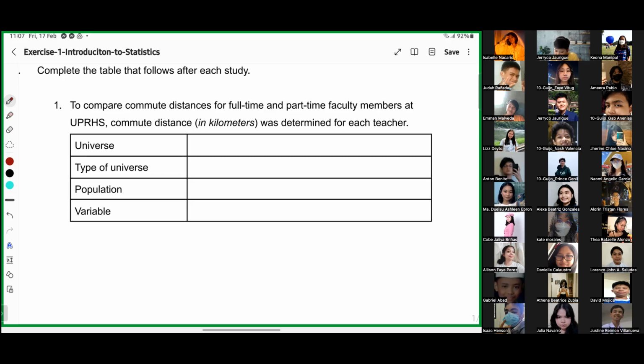To compare commute distances for full-time and part-time faculty members at UPRHS, commute distance was determined for each teacher. Sasagutin ko po ba lahat? Yes, yes, yes. So what do you think will be the universe? The set of full-time and part-time faculty members at UPRHS po. Set of full-time and PT faculty of UPRHS. All right. What do you think is the type of universe?